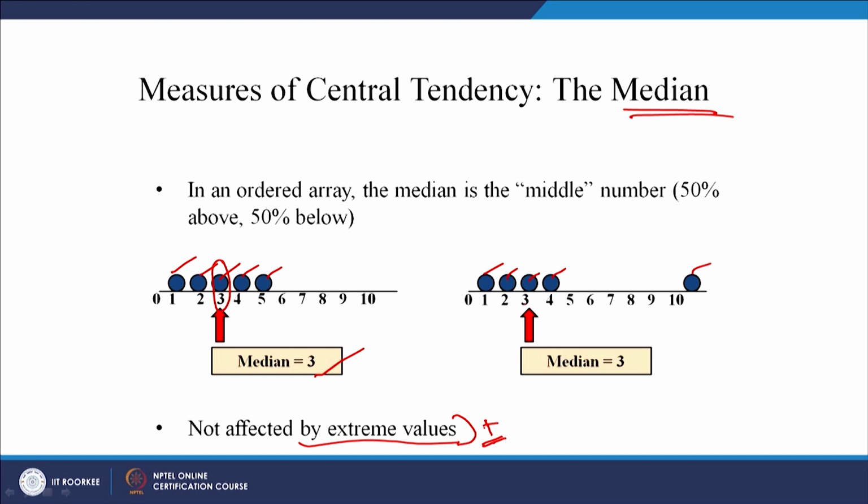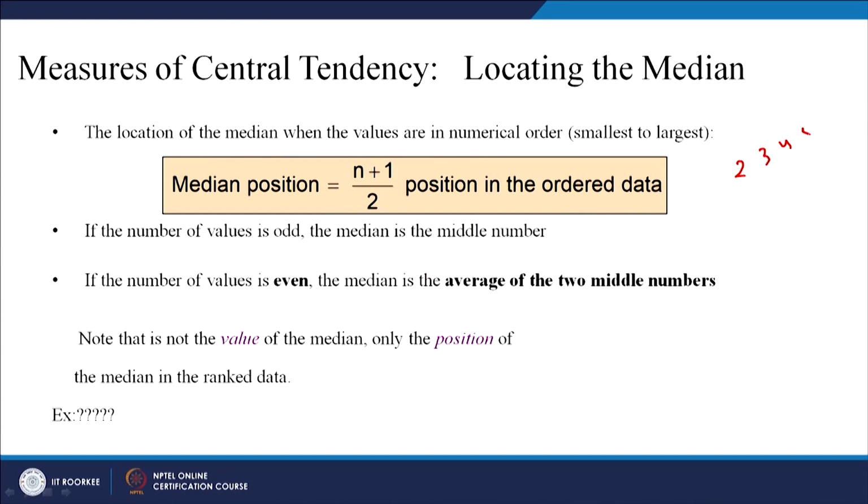Now, if you have an odd number of data points, then it is easy to calculate the median, but in case of an even number of data points, let us say you got 2, 3, 4, 5, how would you calculate the median? In that case, you take this particular formula and it will give you the position of the median, right. So, n is equal to 4 in this case. So, (4 plus 1) by 2, this is 5 by 2, it is 2.5.